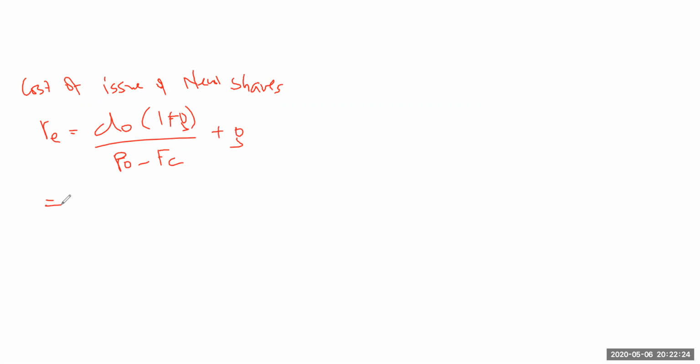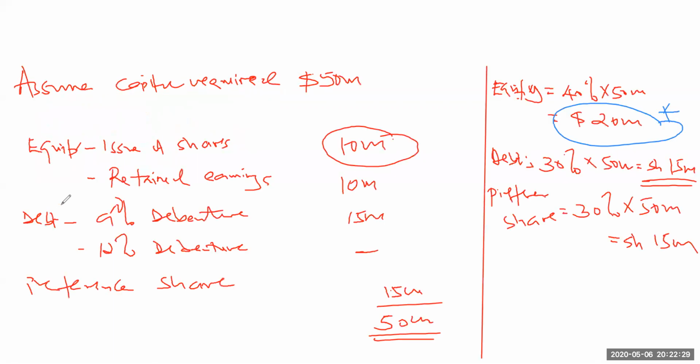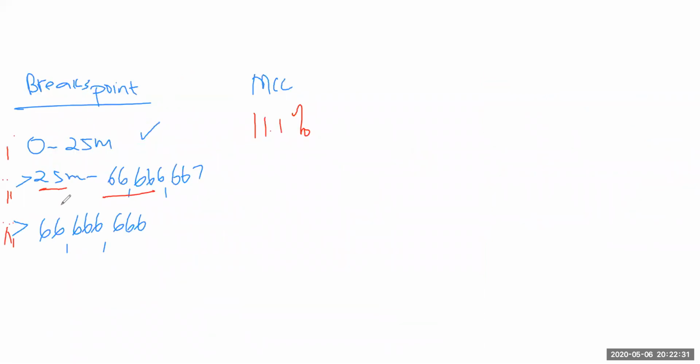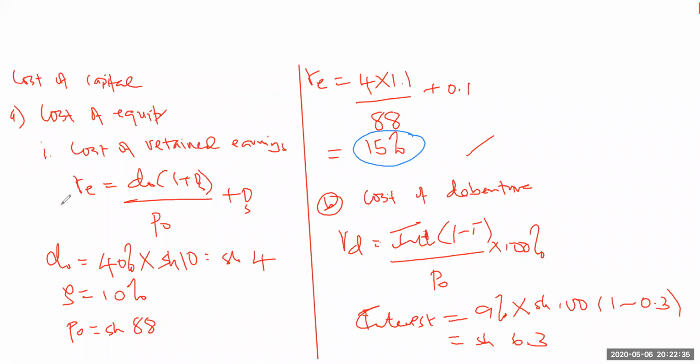Therefore, D naught, if I just refer to the previous model and replicate it, yes, we had it here already. So here, don't forget, it's going to be less flotation cost. The only difference between retained earning and the issue of shares is that for the issue of shares, there will be some flotation cost to be incurred, which means, therefore, the cost of issuing new shares is going to be higher.